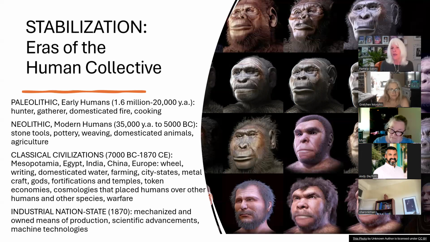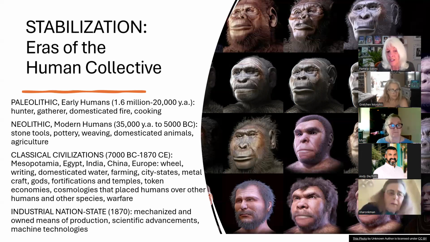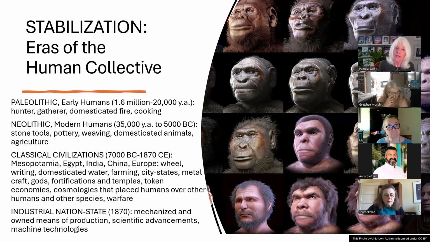And then here we come to the industrial nation state, which a lot of historians pin at 1870. So you could say that's kind of a new era, the industrialized nation state as a stabilized era of humanity. In this industrial nation state, mechanized and owned means of production occur. There are lots of scientific advancements and a lot of machine technologies emerging. So that was pretty recent. That's our great-grandparents or whatever. So it's pretty recent when that all happened.